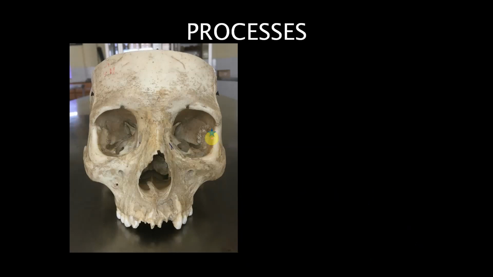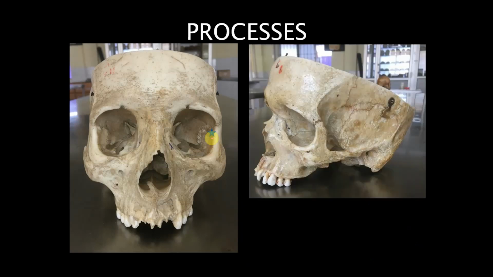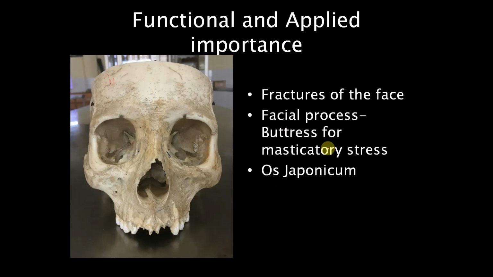The zygomatic process of the temporal bone articulates with the temporal process of the zygomatic bone and completes the zygomatic arch. And the temporal fascia is attached to the zygomatic process as well as to the postero-superior border of this bone. So what is the functional importance of this bone?